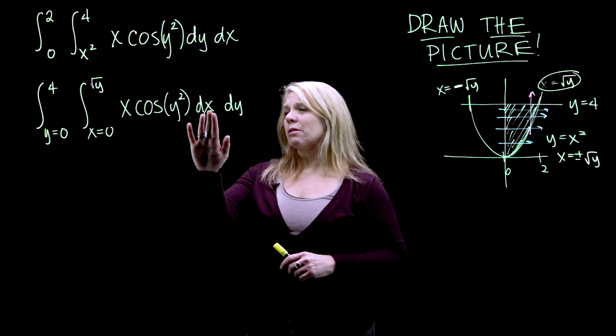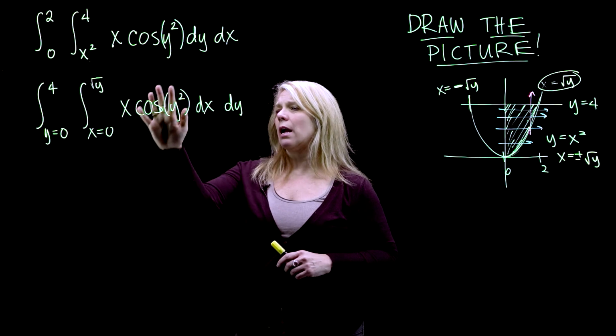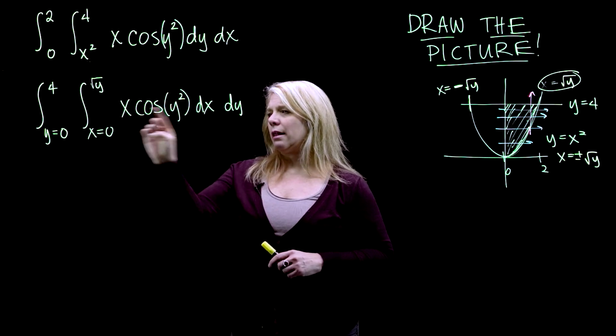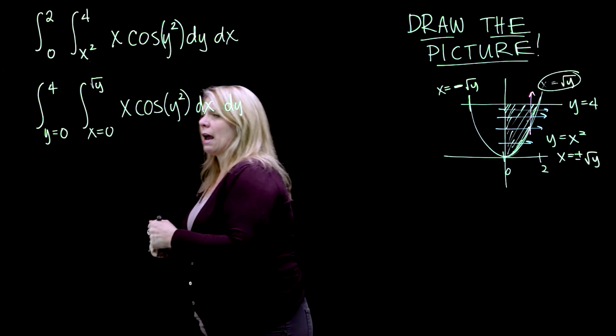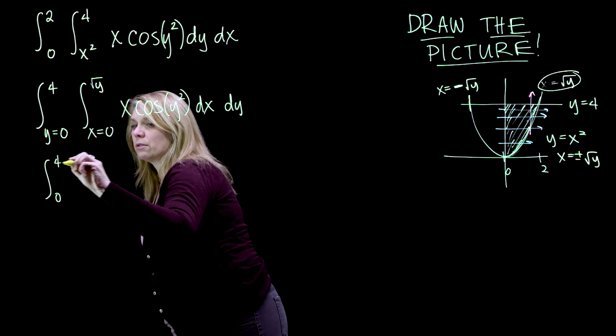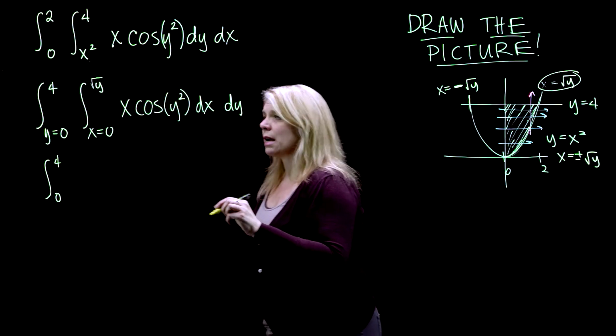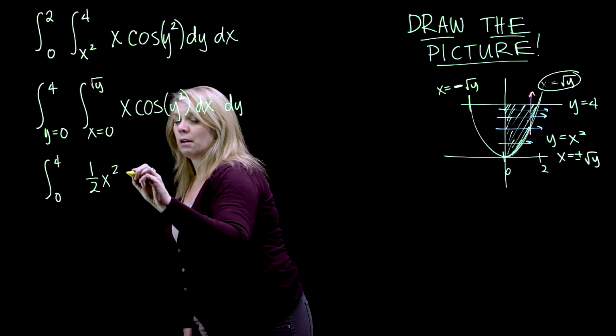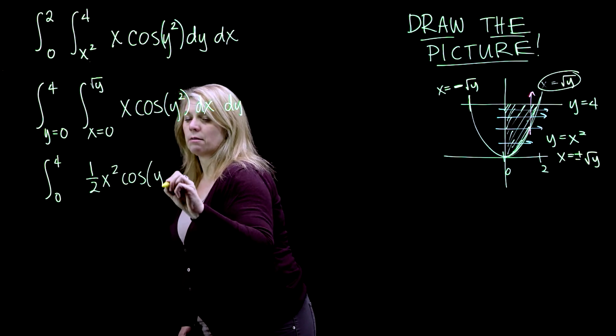When I integrate with respect to x, this cosine of y squared is being held constant, so that will just come along. And then the integral of x with respect to x is 1/2 x squared. Again, my outer integral sign and differential do not disappear and then reappear later in the problem. They're there throughout the problem.